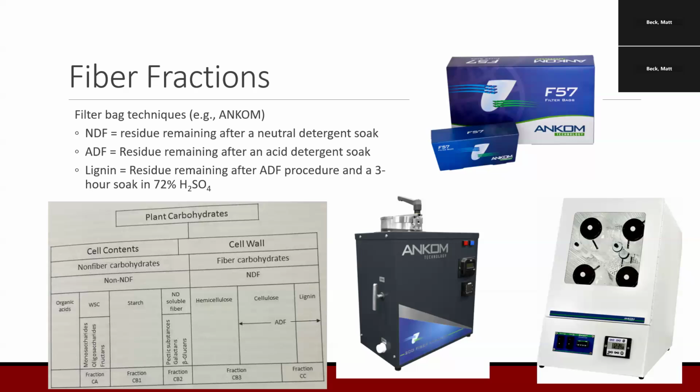Okay. After we do the acid detergent solution, we can incubate those samples in 72% sulfuric acid at ambient temperature. We typically do that in, this is called a Daisy. After 3 hours, we remove those samples, dry them, weigh the residue, and whatever's left is lignin. So acid detergent lignin, express that as a percent of the total sample. That gives you lignin as a percent of dry matter. Make sense?